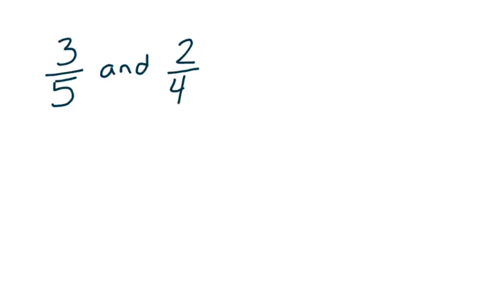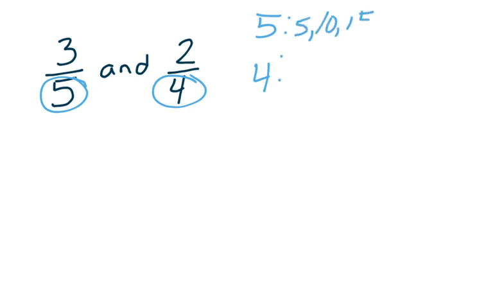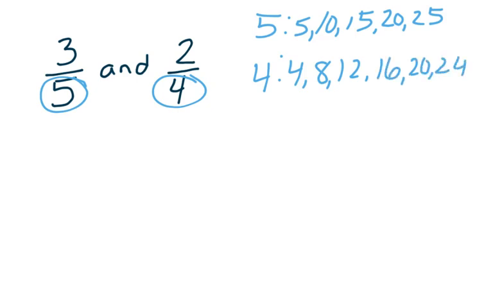Let's take a look at the last one. We have 3/5 and 2/4. Again, I'm going to do the same thing. I'm going to list my multiples first of my numbers in my denominator. I have 4 and I have a 5. So I'm going to list my multiples of 5 and of 4. 5, 10, 15, 20, 25, 4, 8, 12, 16, 20, 24.